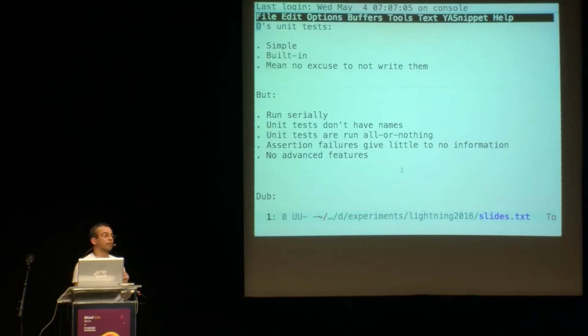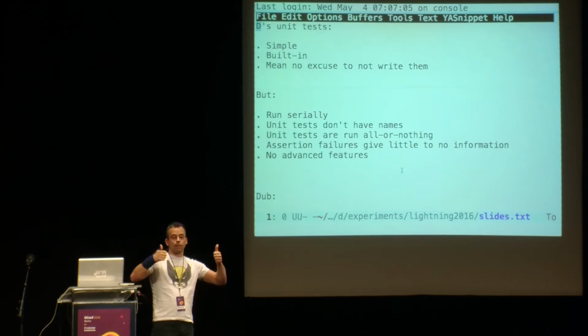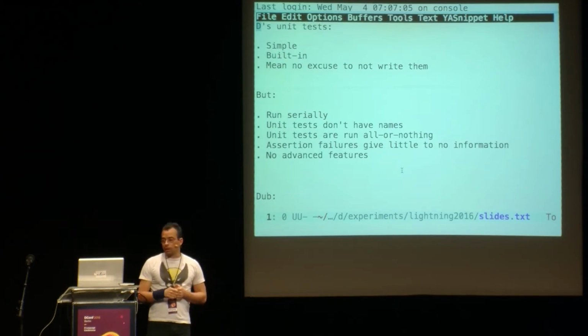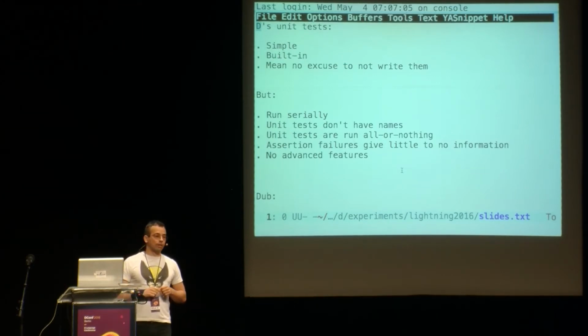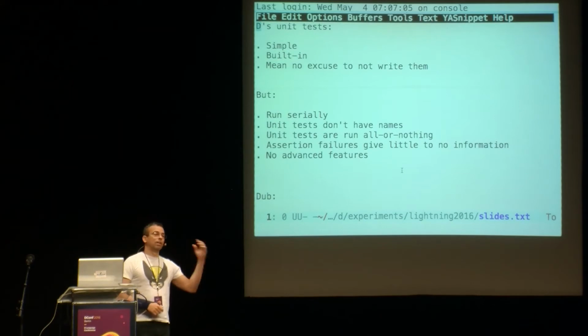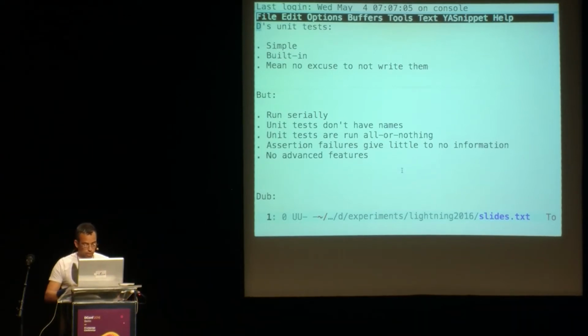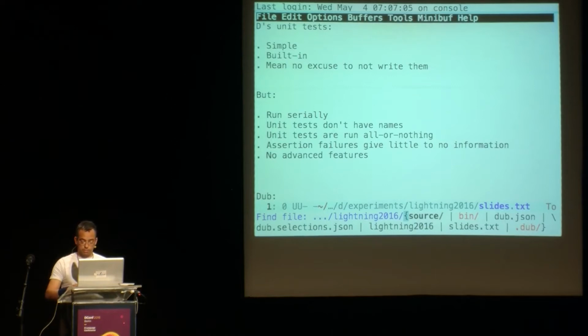Assertion failures are great when they don't happen, because if your tests work, fantastic, everything works. When an assert fails, good luck debugging that. And also note advanced features that I would like to see in a unit testing framework. So, fantastic that they're simple and you don't need to opt in, they're just there, you can just use them, but there are some things which are not entirely great, in my opinion.